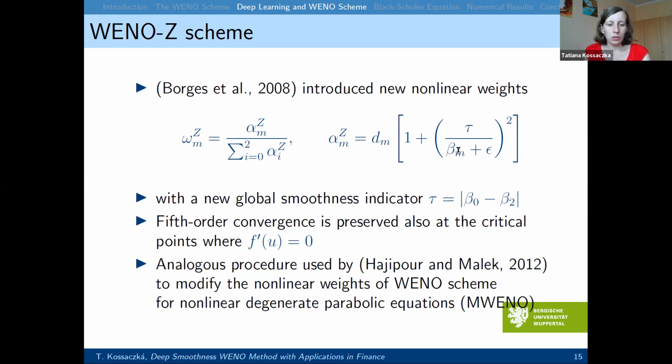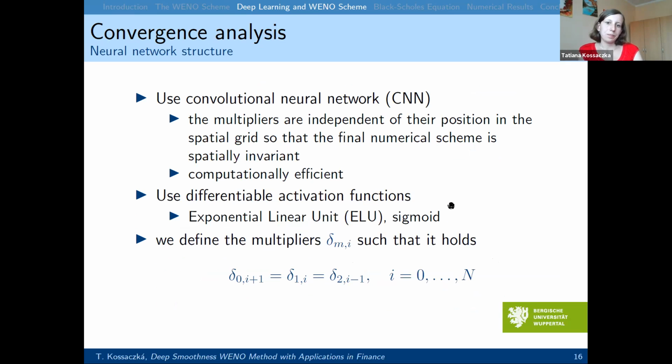I explained it very briefly on hyperbolic conservation laws, and an analogous procedure has been used, for example, by Hajipour and Malek to modify the nonlinear weights of the WENO scheme for nonlinear degenerate parabolic equations, and they call the method WENO method.